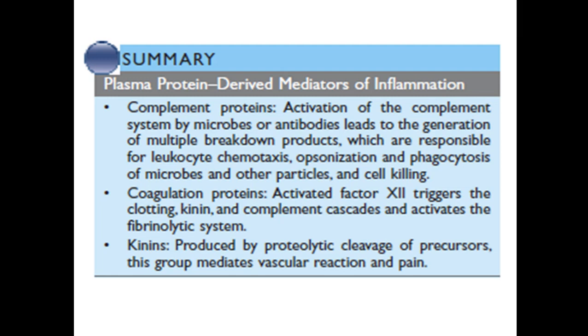In the coagulation system, the major component is the Hageman factor, which triggers the clotting, kinin, and complement cascades, and also activates the fibrinolytic system. And the kinins, which are produced by the proteolytic cleavage of their inactive precursors, for example bradykinin, are involved in pain and other signs and symptoms of inflammation.